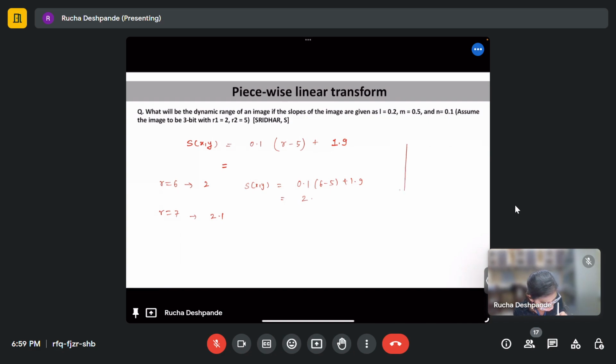So my input, its range was 0 to 7, but at the output the pixel corresponding to 7 is 2.1 only. So my input range from 0 to 7 in the output image is becoming 0 to 2.1. So can you tell me, after this piecewise linear transformation, would this image appear brighter or darker?